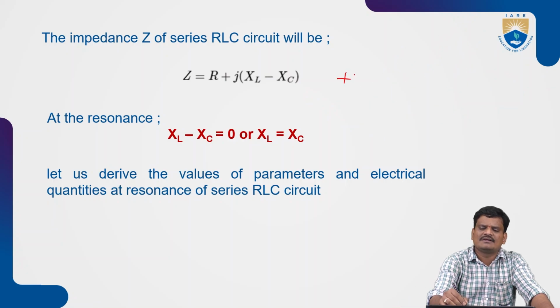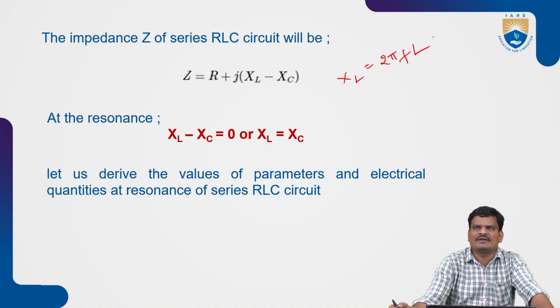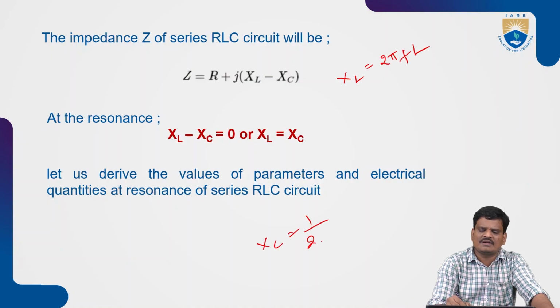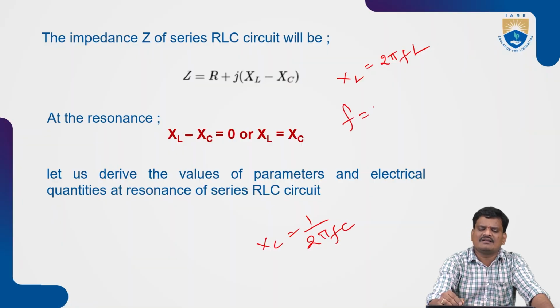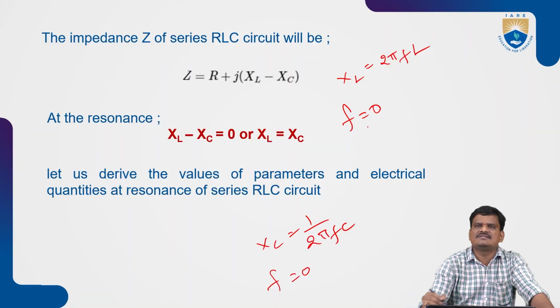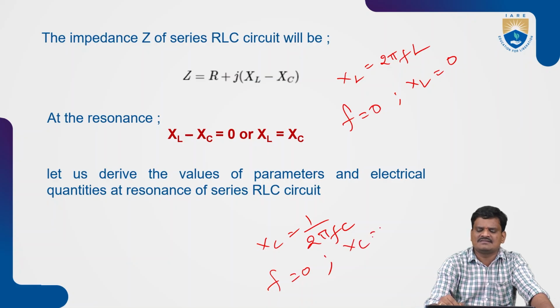In general, XL is given by XL equal to 2 pi FL, and the value of XC is given as 1 by 2 pi FC. First, I am varying the value of frequency at 0 for both the reactances. When the value of frequency is 0, the value of XL is 0. When the value of frequency is 0, the value of XC is infinity.